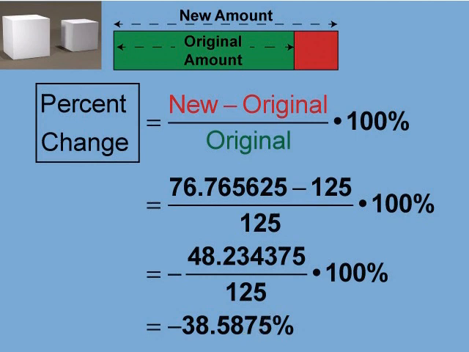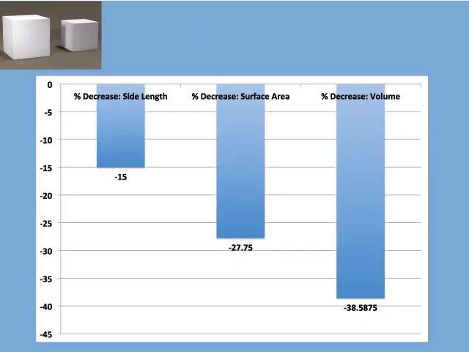38.5875%. You can see that a small change in the length of the side of the cube results in a dramatic decrease in volume. In fact, the volume is less than half the original volume. This graphic summarizes the percent decrease in the side length, surface area, and volume. Since length is a linear measure, it shows the least percent decrease. Surface area, which is a nonlinear square measure, shows the next lowest decrease. Volume, which is a cubic measure, shows the greatest percent decrease.